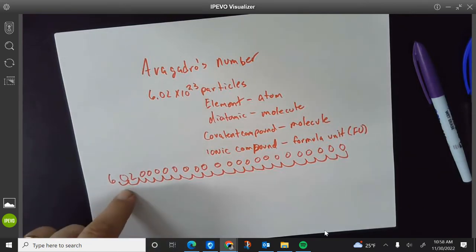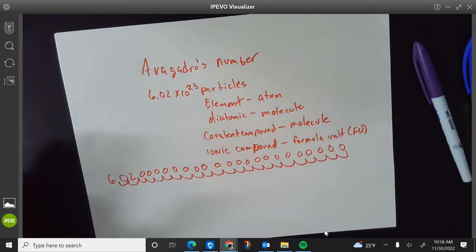If I had one mole of pennies, and I equally distributed them to every single person on earth, all 7 billion, every single person would get $1 trillion. Dang. That's how many there are in there.